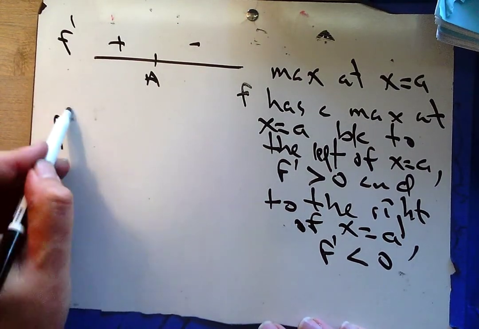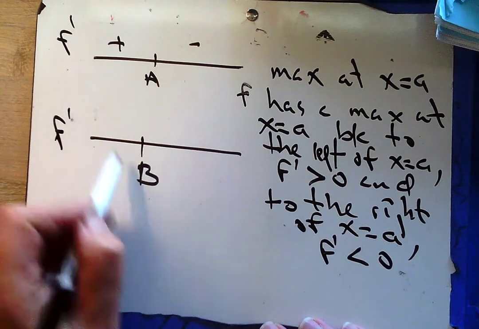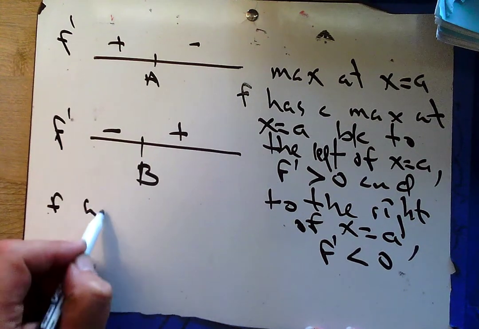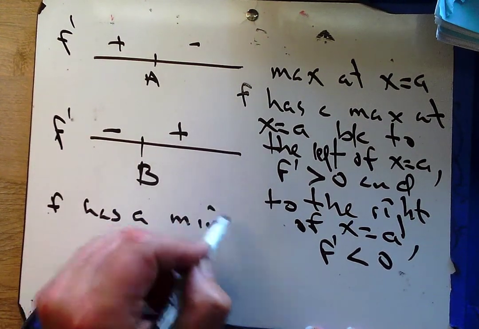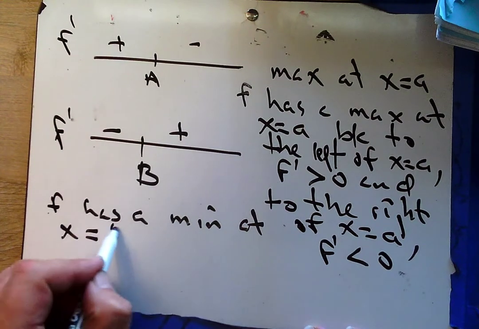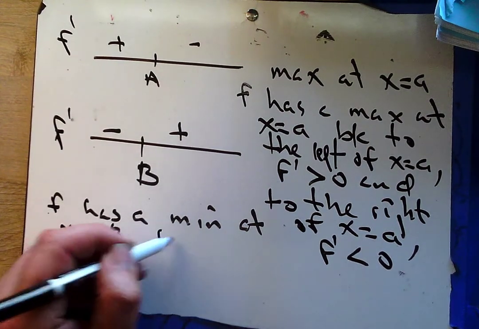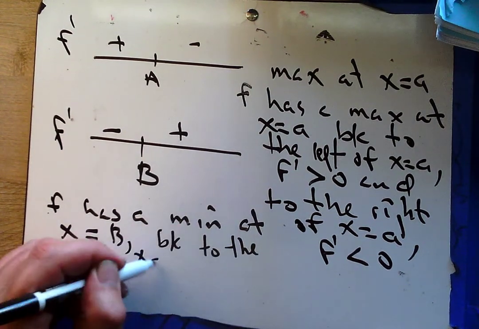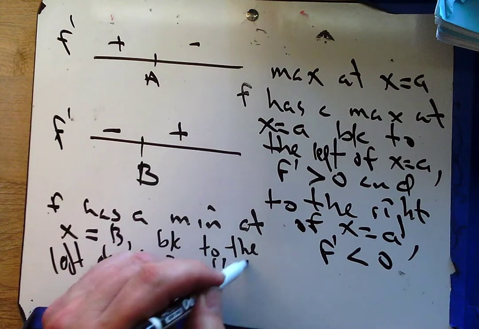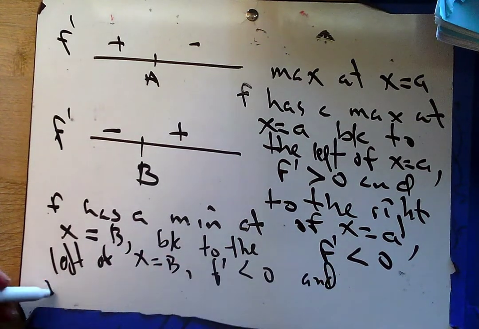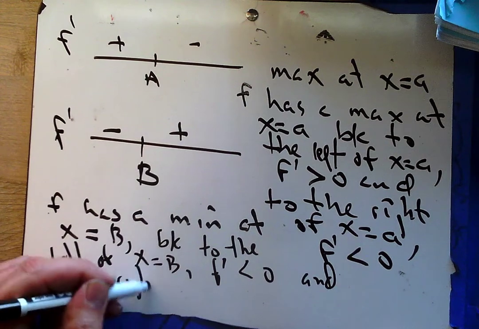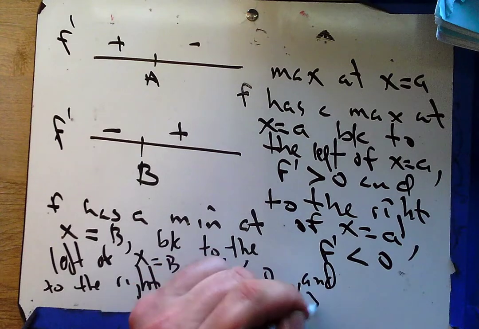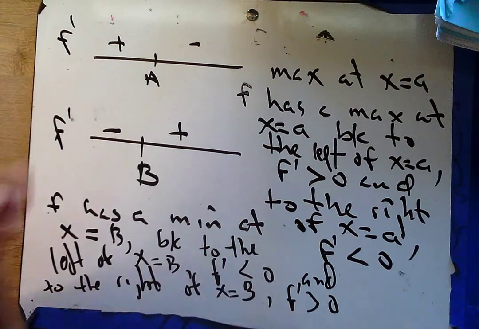Okay, what if we have this sign chart? What's that mean? That means that f has a min at x equals b. Why? Because to the left of x equals b, f prime is less than 0, and to the right of x equals b, f prime is greater than 0. Okay?